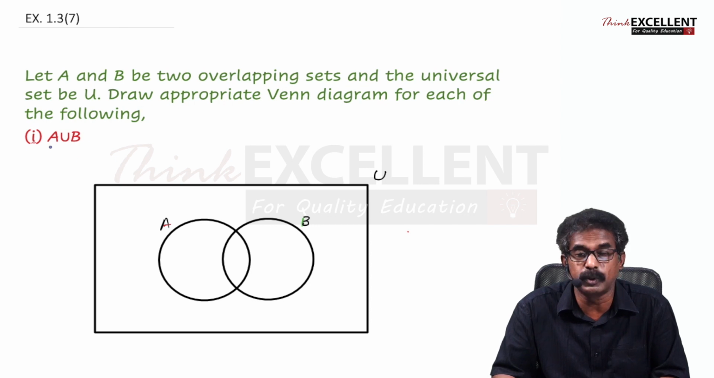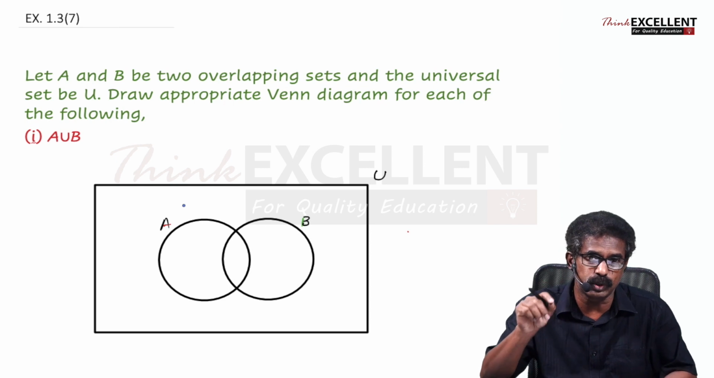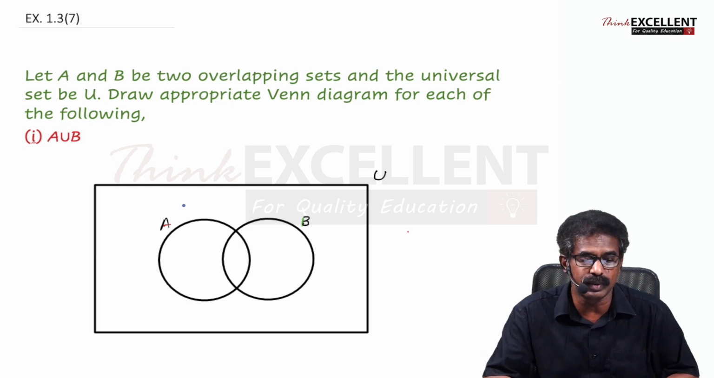Now we have to shade this portion, A union B. So this is the basic thing: rectangle, and outside you mark U, because the rectangle represents the universal set.